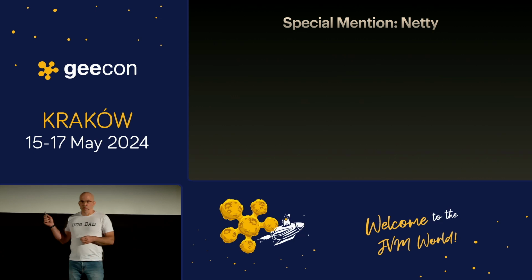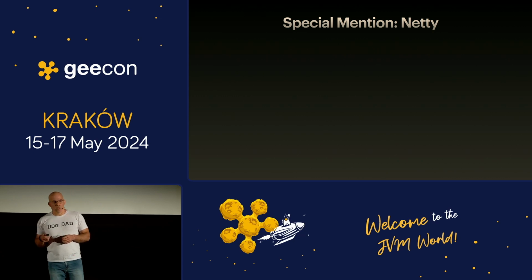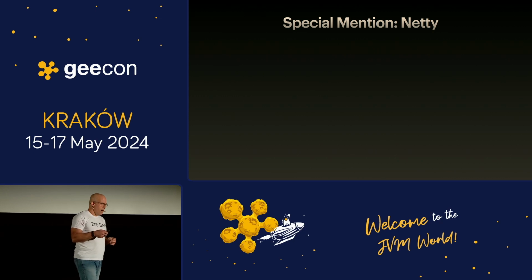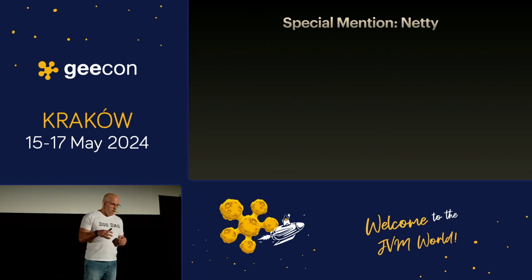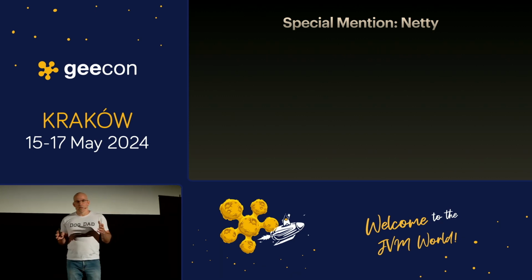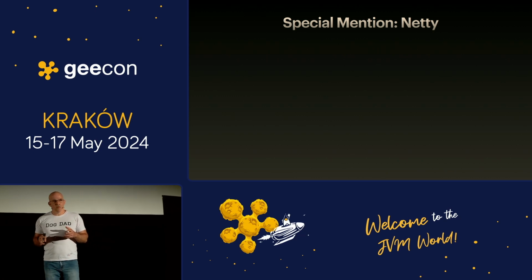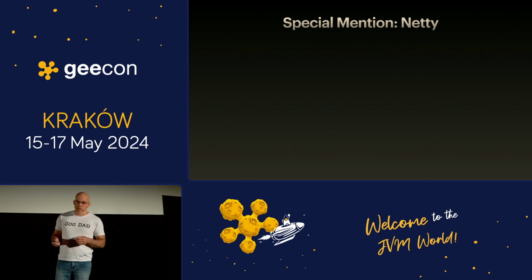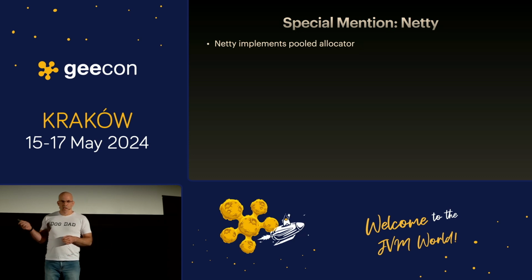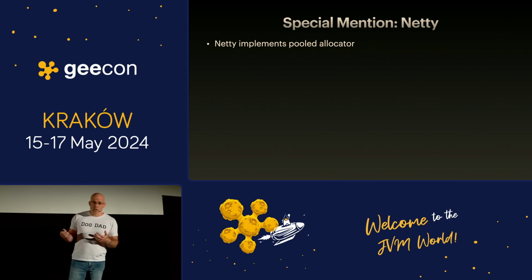I mentioned Netty before. I worked with Norman Maurer at that employer that will remain unnamed. Netty is a massive piece of the Java ecosystem. Everybody uses Netty. Usually, if you look at a Java process, it uses Netty at least once, probably 5 times in different flavors from different places. So Netty implements its own pooled allocator, which is essentially its own kind of malloc implementation.